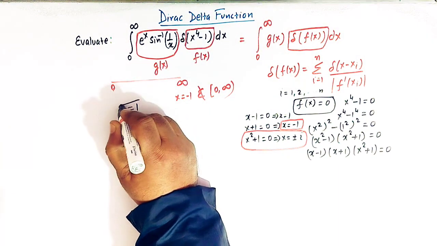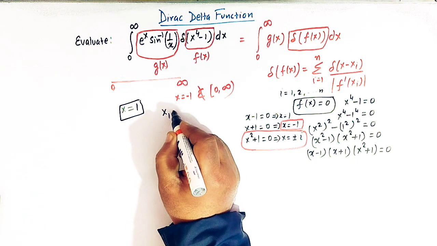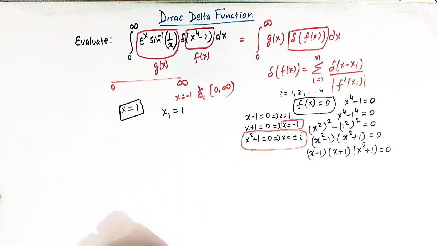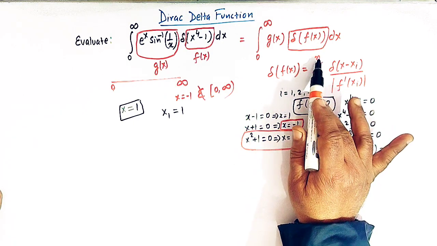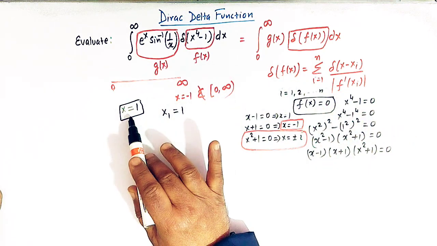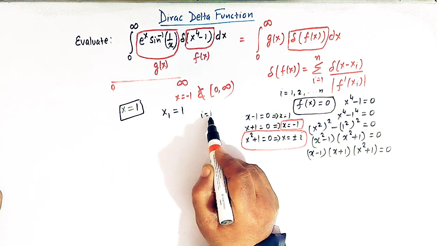So we have only one root, x is equal to 1. So we can denote it by x1. So x1 is equal to 1, right? So here i runs from 1 to n. So in this case, i has only one value, that is i is equal to 1.